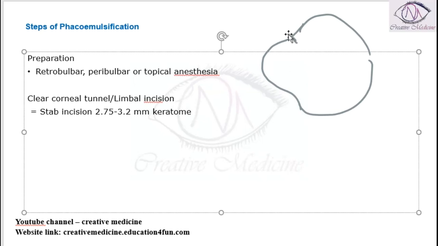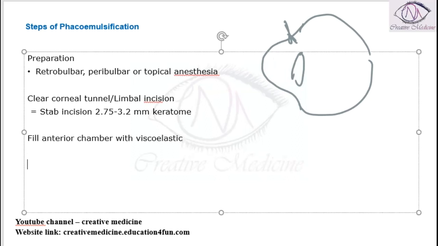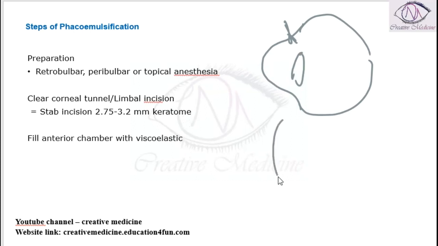And now you have entered the anterior chamber. Okay, this is the lens here. You have made an incision and you have entered into the anterior chamber. Now you inject the anterior chamber with a viscoelastic substance. Now you will reach the lens.